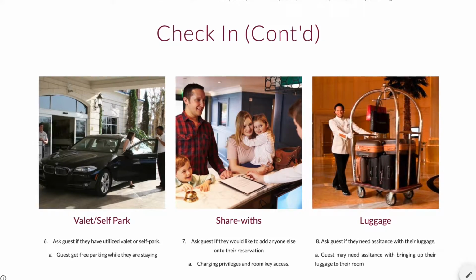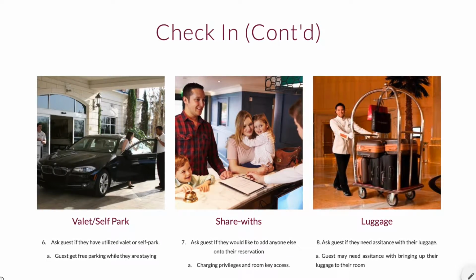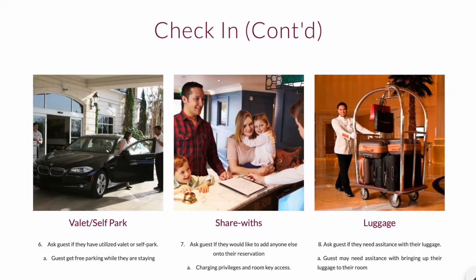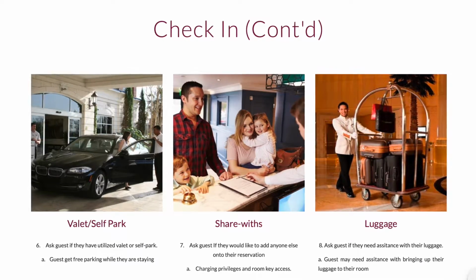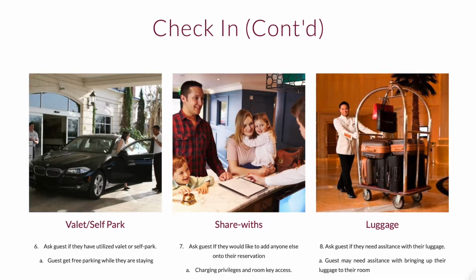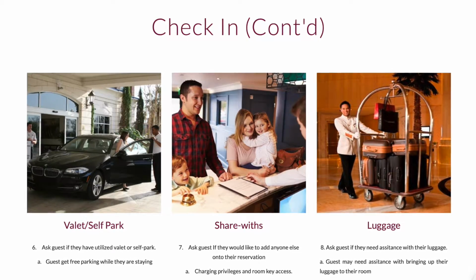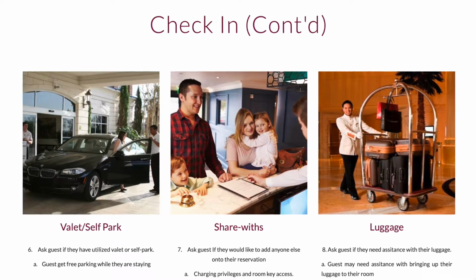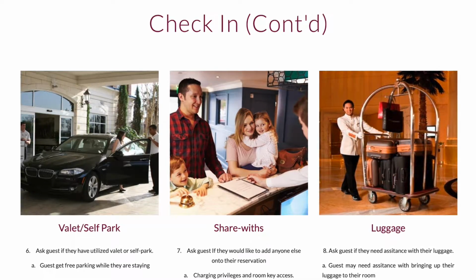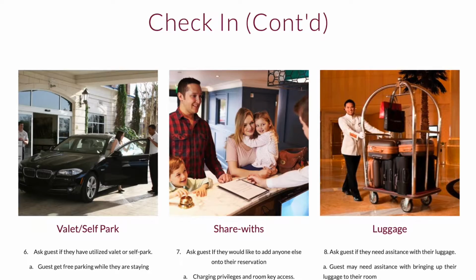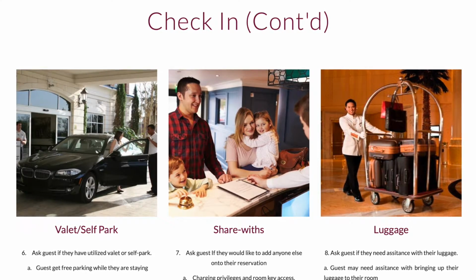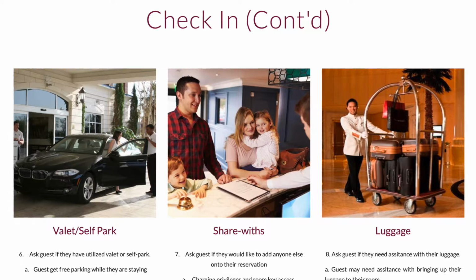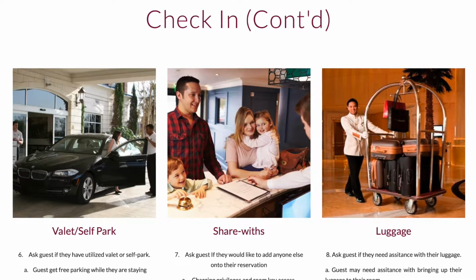Next thing you do want to ask the guest is if they want to add anyone else onto the reservation. Now, this is going to make sure that they have charging privileges and room key access. Please verify that all guests that are being added onto the reservation are 18 and over. Please add a valid ID as well, so any other agent can go over there and take a look at it. Lastly, you want to ask the guests if they need any luggage assistance today, whether they need help getting it from their car or bringing it to their room or anything of that sort.